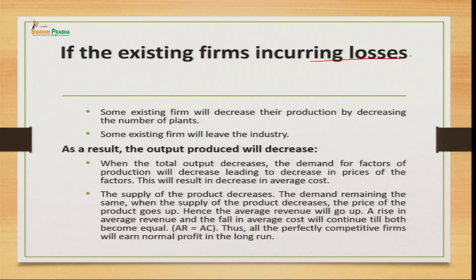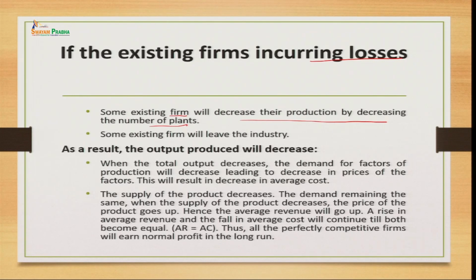Now, looking at the second condition, when the firms were incurring loss in the short run. What happens to those firms or those players who were incurring losses in the short run? Some firms will exit from the market because they were making losses. Some existing firms will decrease their production by decreasing the number of plants, because they were not able to afford it because of their losses. So here they are going to reduce their capacity. They will reduce their production capacity because there is not much demand in the market, or they might not be able to cover up the losses which they are incurring.